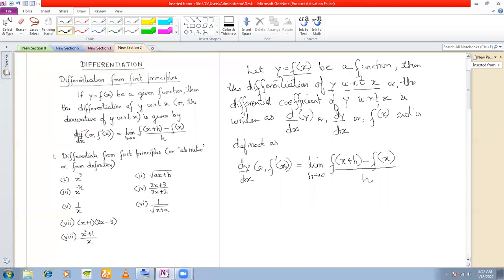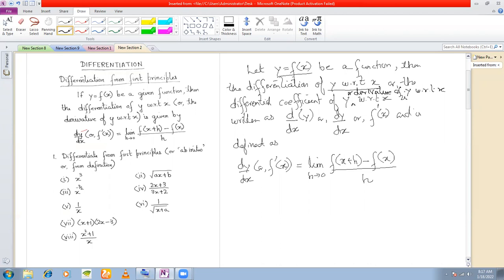Okay, so the differentiation: if y is equal to f(x) be a function, then the differentiation of y with respect to x, or the differential coefficient of y with respect to x, or sometimes we'll also write this as derivative of y with respect to x. So whether you call it differentiation, differential coefficient, or derivative of y with respect to x, all are synonymous. Okay, all these phrases are synonymous.